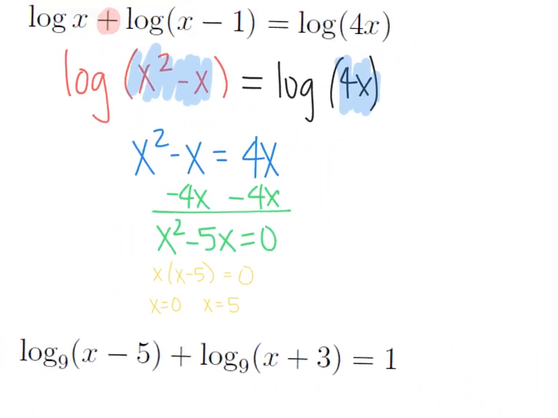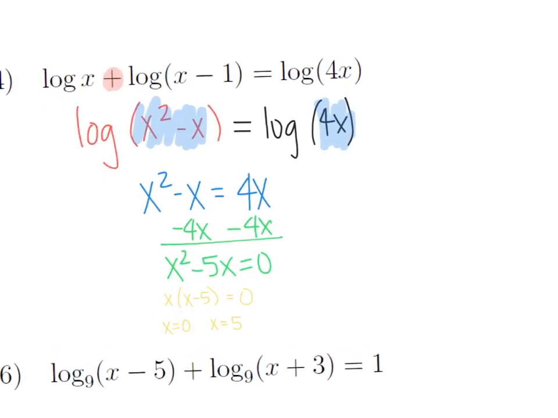0 is going to be extraneous. 5 should work. You need to check it to make sure. The only reason I knew 0 was extraneous was because I thought about it: if I go back here and plug in 0, I'm going to have the log of 0. I can't have that. This number has to be greater than 0. So if I have the log of 0, I already know I have a problem. Same thing on this side: the log of 4 times 0 is the log of 0, so that's not going to work. And then here, if I plug in 0, what's 0 minus 1?